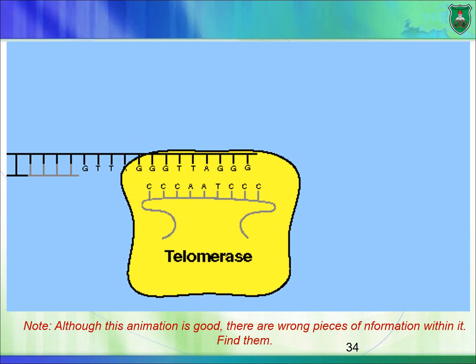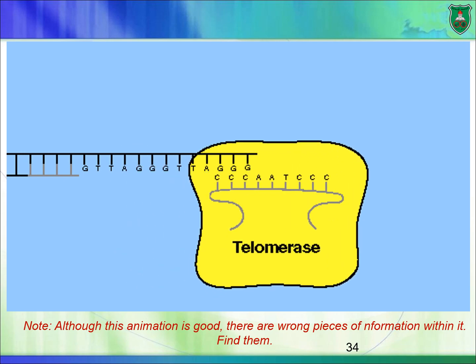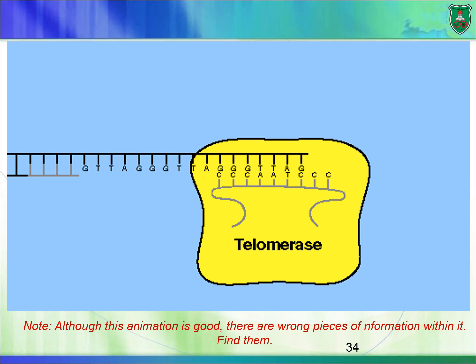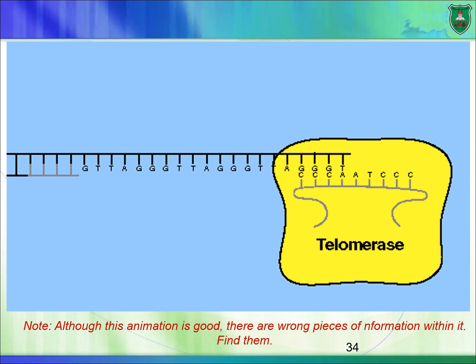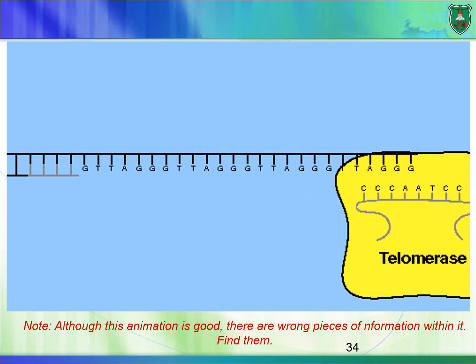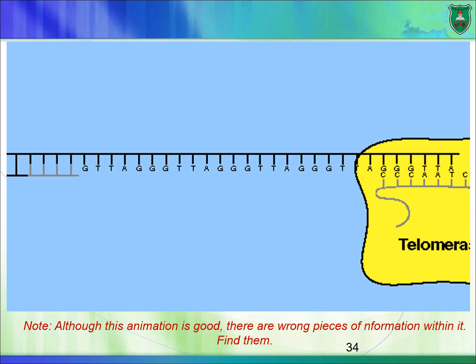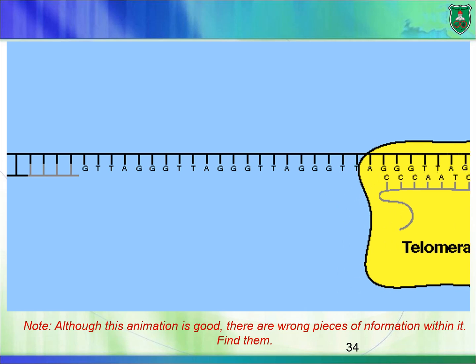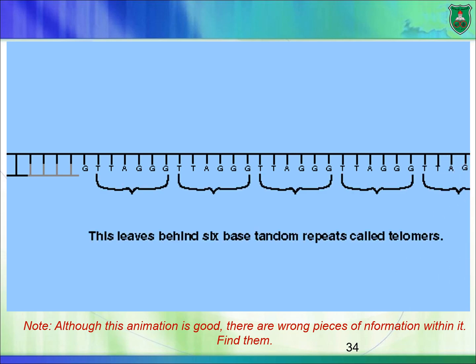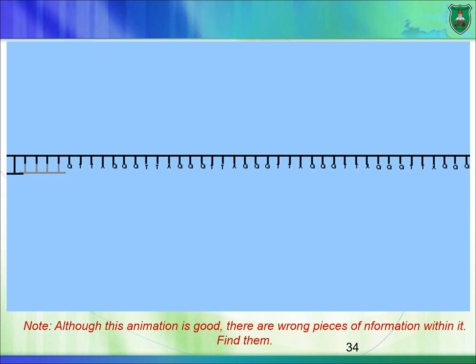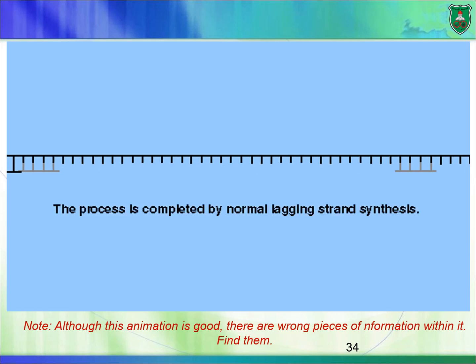Pay attention to something here. There are two mistakes in this animation. I want you to find out what these two mistakes are. One of the mistakes is in the type of DNA polymerase that synthesizes DNA, and the other mistake is with the RNA molecule that is associated with the telomerase.